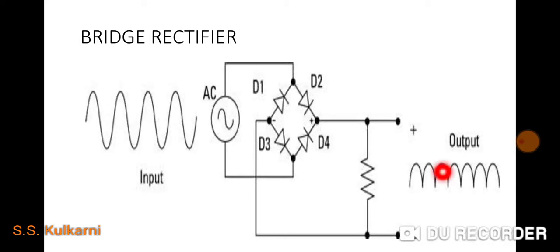The last type of rectifier is the bridge rectifier. In a bridge rectifier, four diodes are used. D1 and D4 are connected in a similar manner, whereas D2 and D3 are connected in the same way. The working principle of the bridge rectifier is exactly similar to the full wave rectifier, the only difference is that four diodes are used instead of two, and the efficiency of the bridge rectifier is more than the half wave and full wave rectifier.